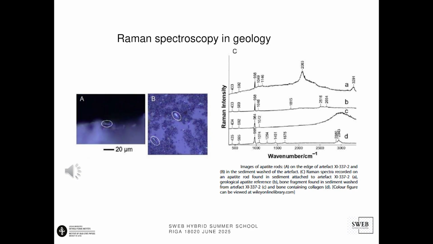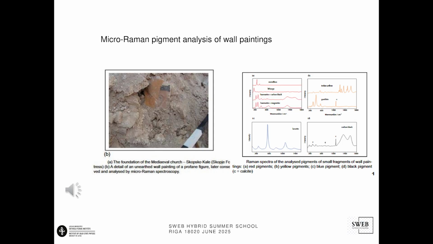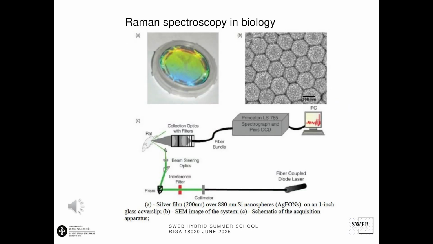Raman spectra help identify minerals. Non-destructive analysis of works of art. Raman spectroscopy helps archaeologists. It also helps in living cell research in biology.